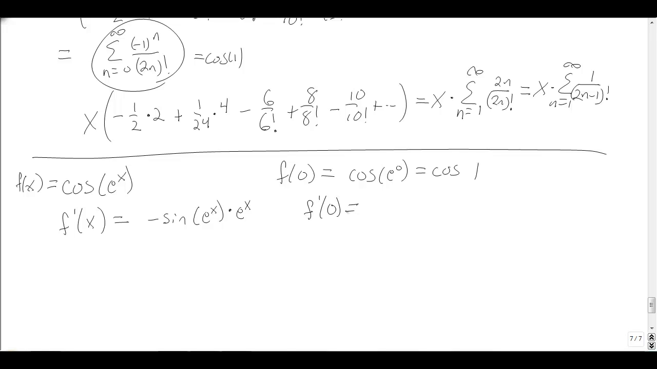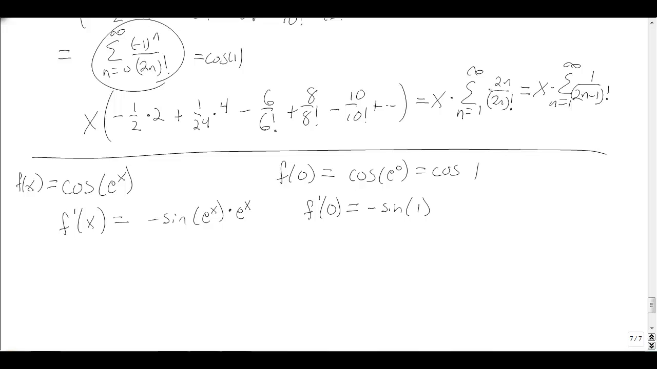So then f prime of 0 is negative sine e to the 0, which is 1. E to the 0 is also 1. So I get a minus sine 1 for f prime of 0. So apparently this series up here was a negative of sine of 1 here. Oh, it would have worked out. I didn't have my negative 1 to the n up here. The reason why is I just forgot about it.